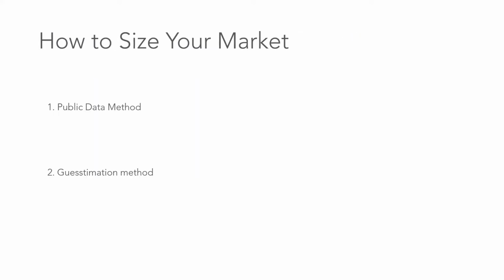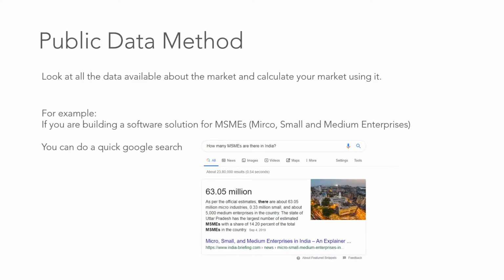There are two basic ways to find out your market size. One is the public data method and the second one is the guesstimation approach. Let's look at both of them one by one. In the public data method, you search for the number of customers from the data available in the public domain. Government websites, private researchers, and other publications produce a lot of data and make it available in public. You can use it to your advantage and get to your market size very fast.